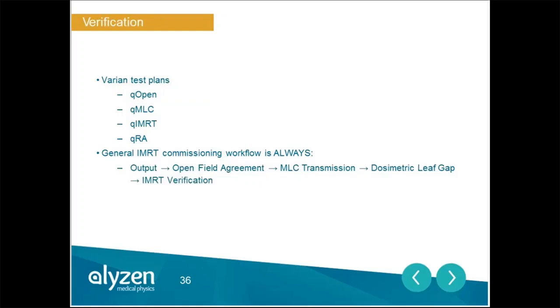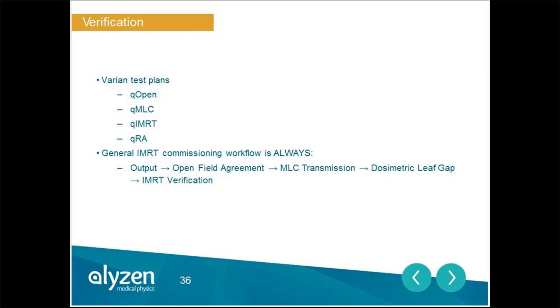So once we get the model done, we can jump on into verification. Varian provides some test plans they call QOpen, QMLC, QIMRT, and QRA. But what's most important about all this is IMRT commissioning is always going to follow a workflow. No matter what device you're using, you need to verify that you can measure output correctly, that you get good open field agreement, and after you do that with open fields, you can jump on to MLC transmission.